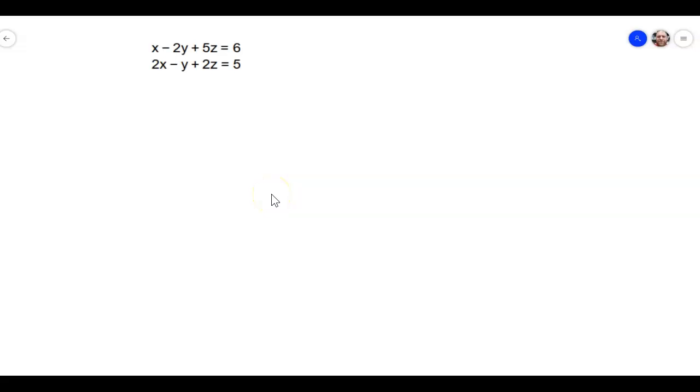Hi everybody, this is Mr. Beckstrom, and today I'm going to take a look at an example from section 8.2. This is similar to number 7, and here we have two equations with 3 unknowns.